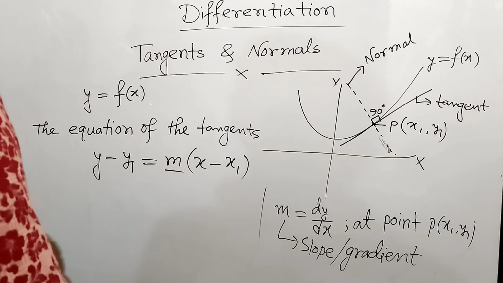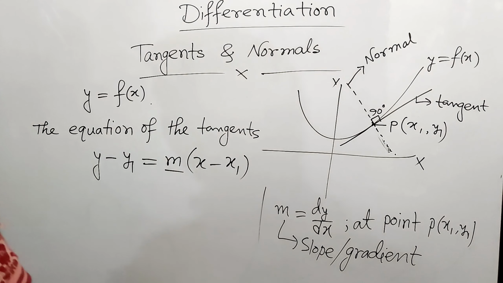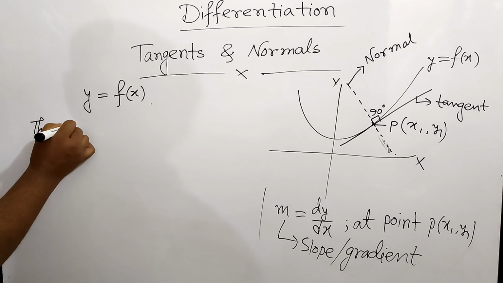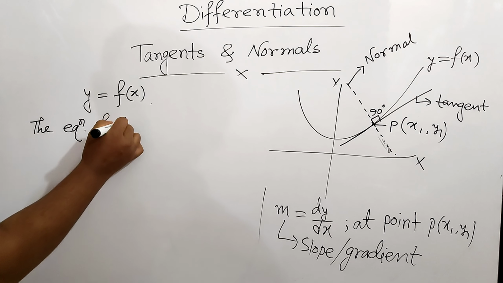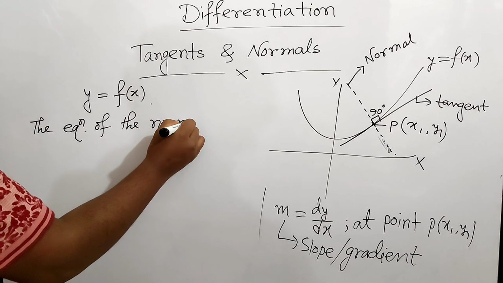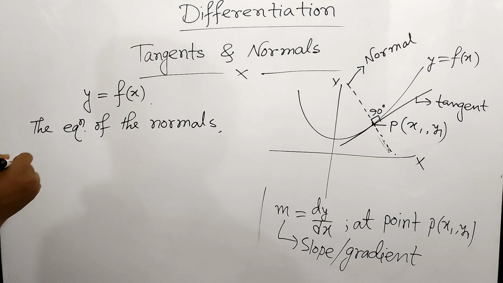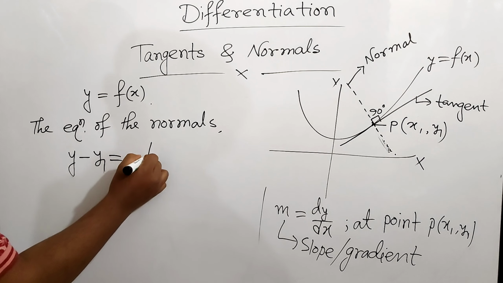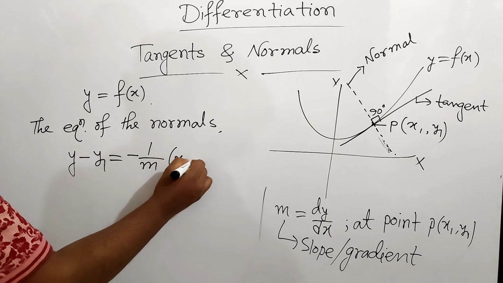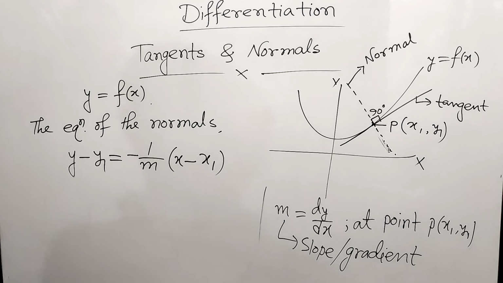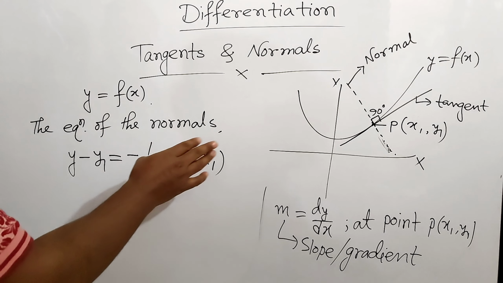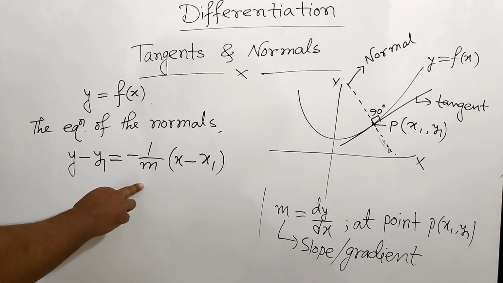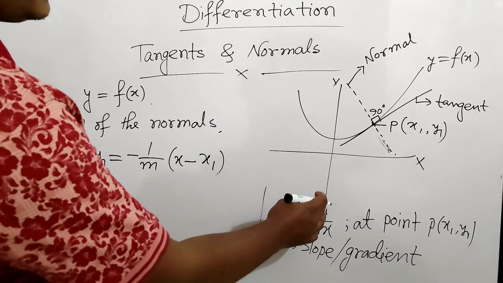Now we will learn the equation of the normal. This is so easy. The equation of the normal is y minus y1 equals negative 1 over m times (x minus x1). Look, in the equation of the tangent there was only m times (x minus x1), but here it is negative 1 over m. The m will remain the same, that is dy over dx.